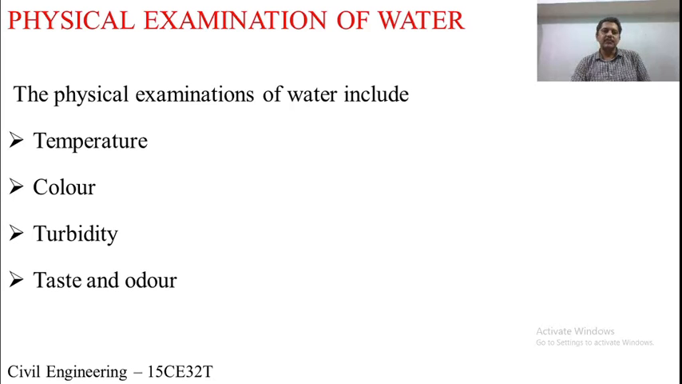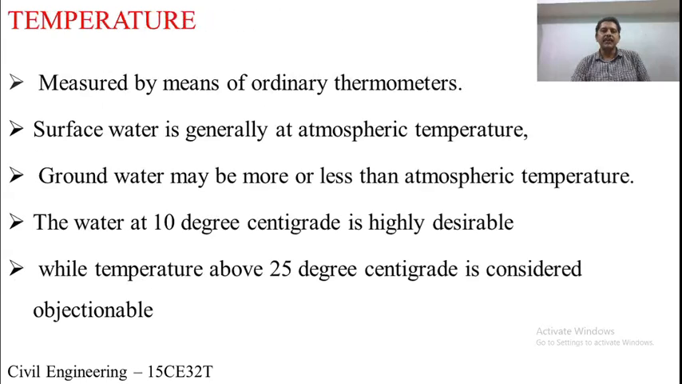It may indicate that industrial wastes are disposed to the water. So how is this temperature measured? Temperature is measured by ordinary thermometers. By using the ordinary thermometer, we measure the temperature. Usually surface water is generally at the atmospheric temperature.